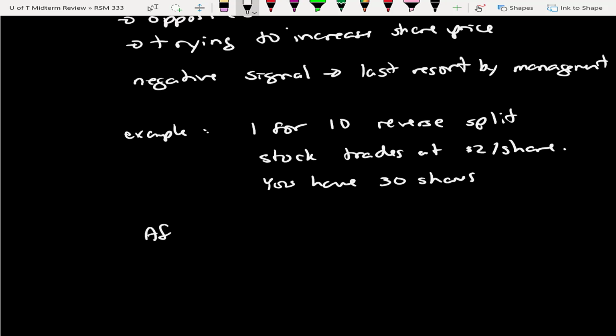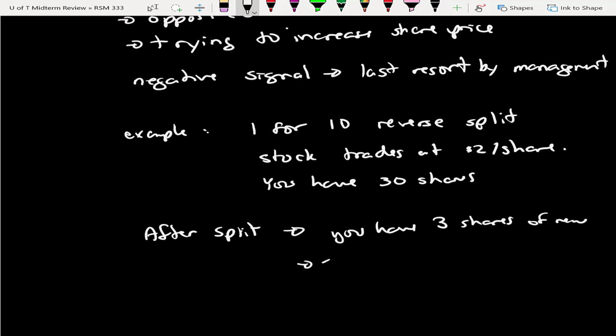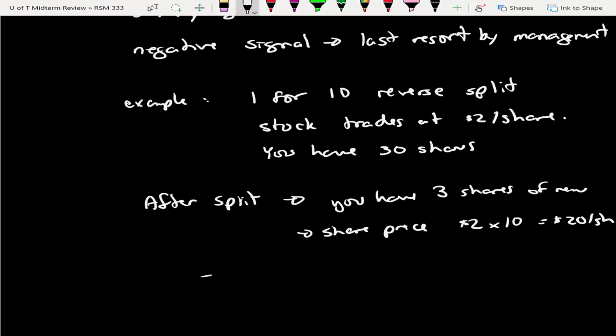After the split, you're going to get one new share for every 10 that you hand back in. So you had 30, therefore you have 3 shares of the new certificates. And the share price will be the opposite. So this will go up, so it will become the original $2 times the 10, so it'll be trading at $20 per share. So you can see your total is still $60.